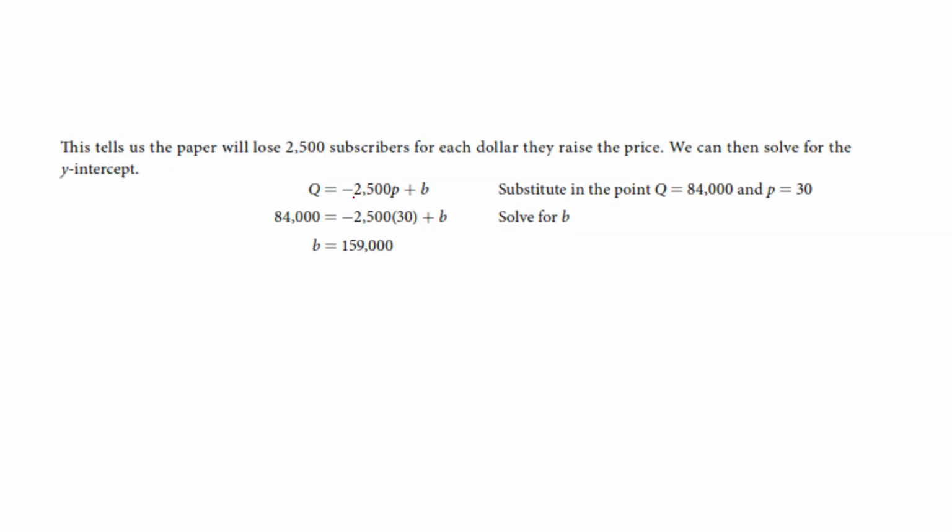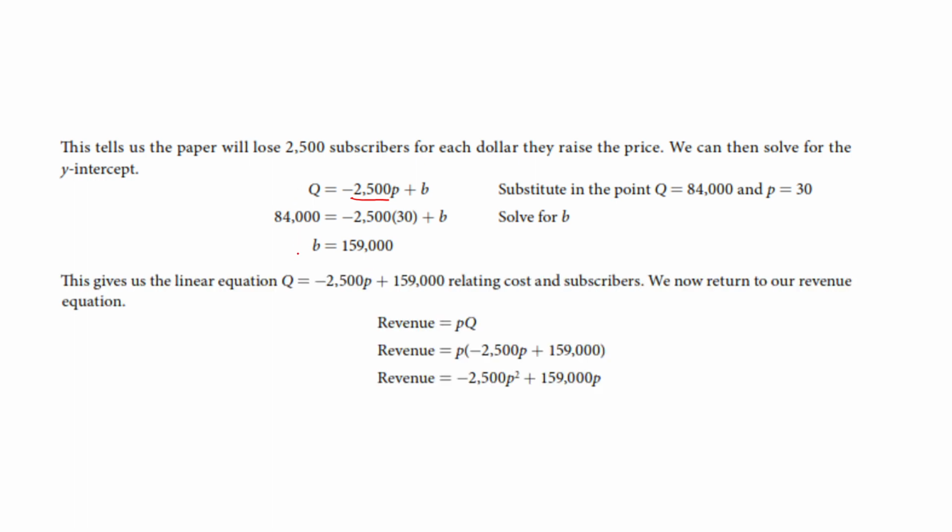Okay, so I have the slope, but I don't have the y-intercept. Well, let's find it. We know a point that's on it is that $30 gets me this many subscribers. We can find b. Well, we get b is then 159,000, our y-intercept. So here's what we've got.